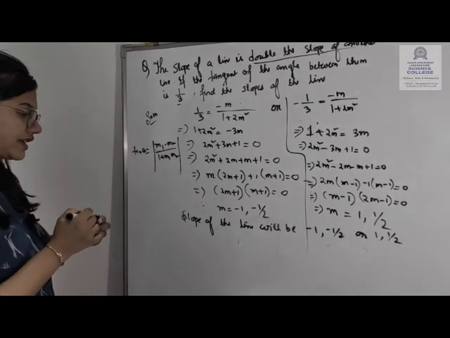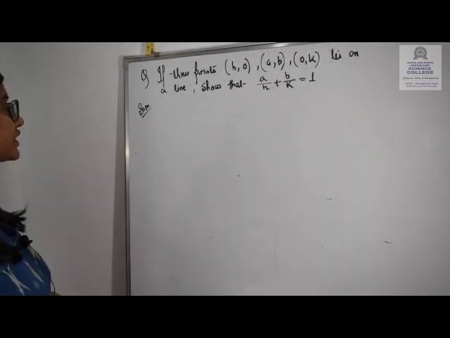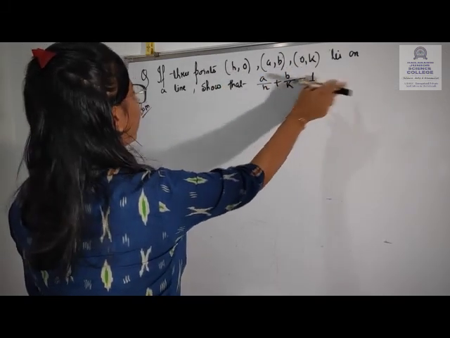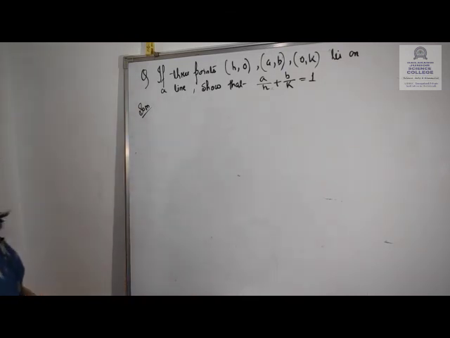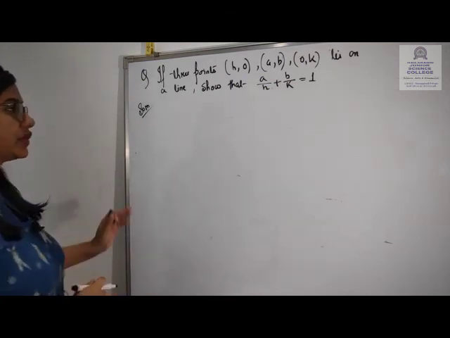So this is the answer of this question. What is the next question? Next question is: if 3 points (h, 0), (0, k) and (a, b) lie on a line, show that a/h + b/k is equal to 1. What is given? We are given 3 points and these 3 points lie on a line.